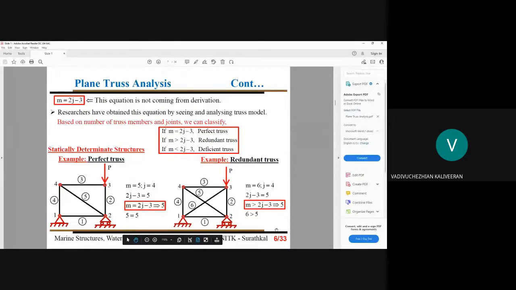But when you substitute our joint information, that is 4, and you have your reaction 3, so 2j minus 3, it is 5. So 6 is greater than 5. You have to remember.